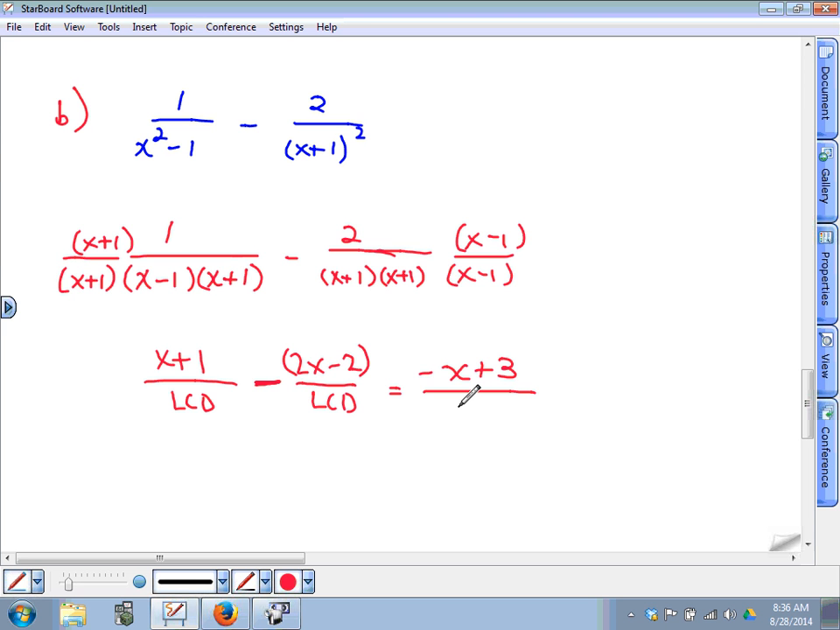And you can't just write LCD as an answer over here. It can't be that way. X plus 1 times x plus 1 times x minus 1. Or you can do x plus 1 squared. You figure that out.